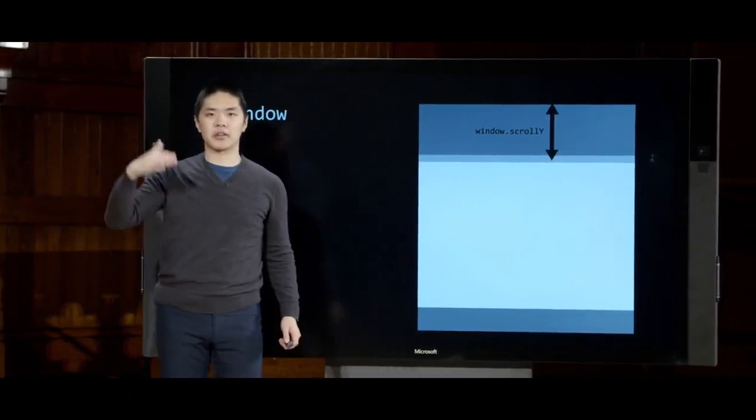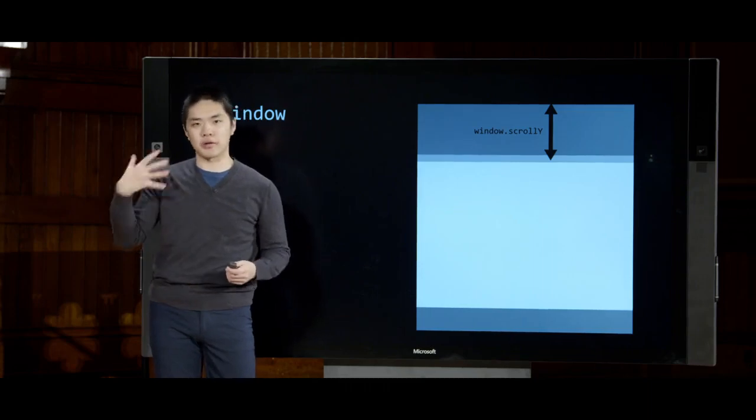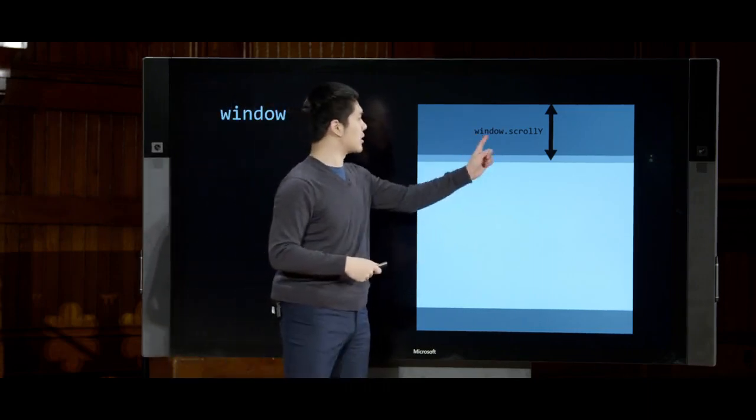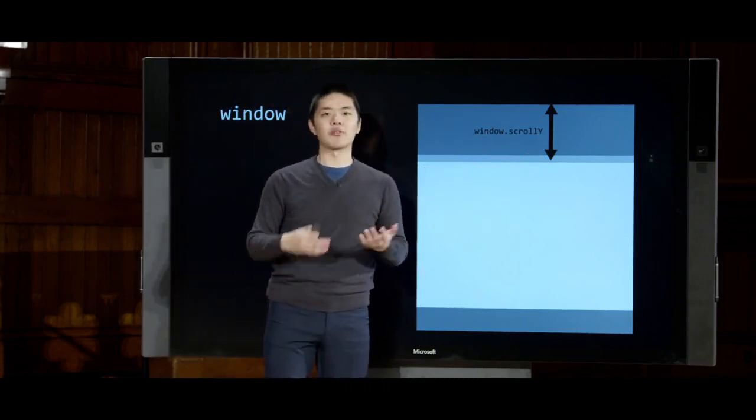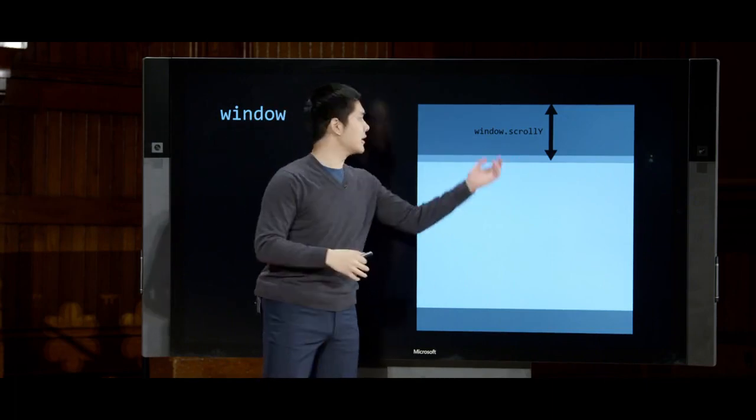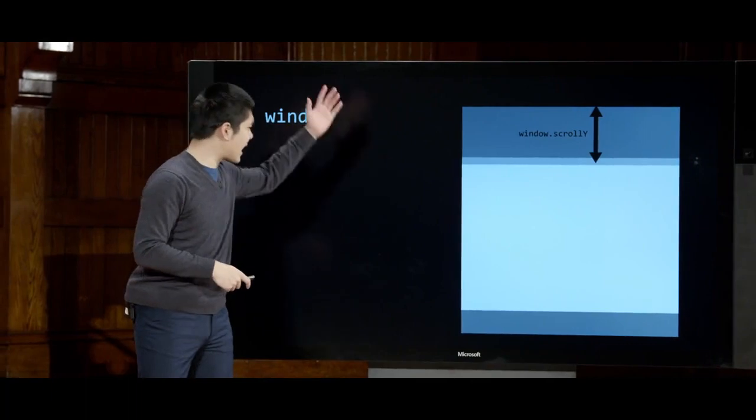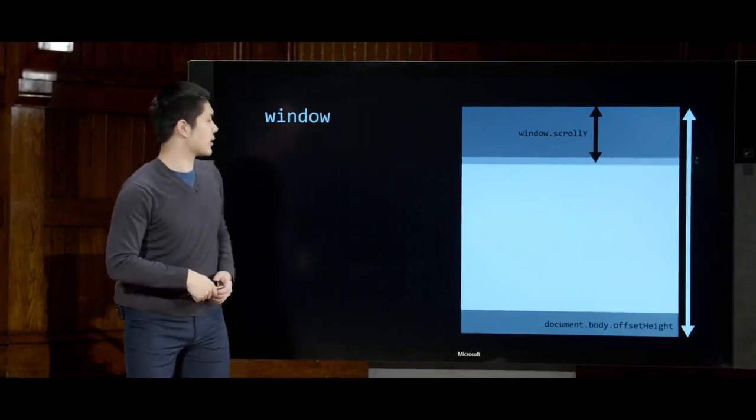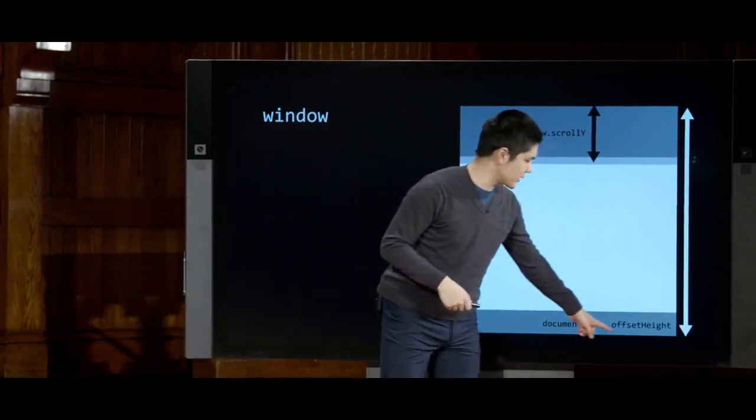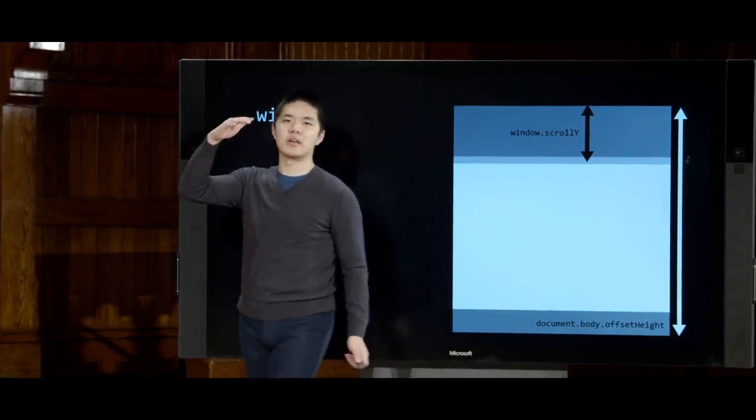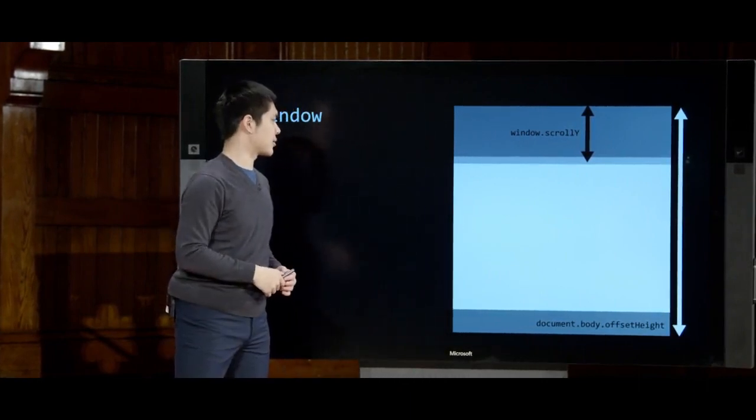But as you begin to scroll, if you want to know how far the user has scrolled on a page, you can look at window.scrollY to figure out the number of pixels the user has scrolled in the y direction, the up and down direction. And the entire height of the page is represented in document.body.offsetHeight. That represents how tall the entire height of the document is.